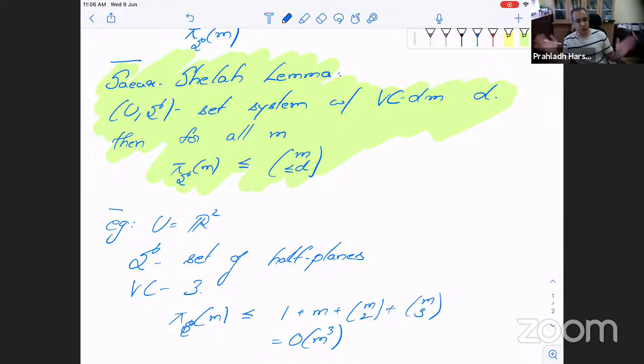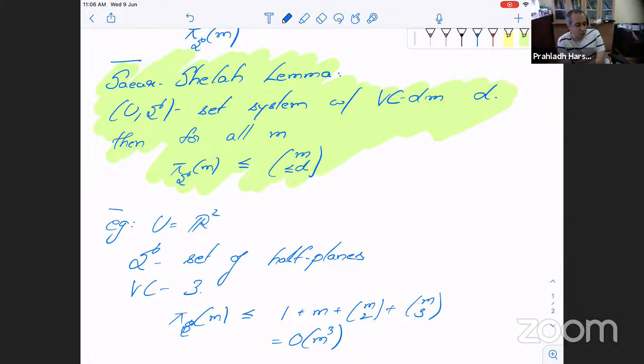VC dimension is a powerful statement, and because of this power it is used a lot in geometric problems. In geometric problems, because of the nature of the geometry of the sets, the VC dimension is usually quite low, and that lets you show certain things. We will see the power of VC dimension in the next lecture.